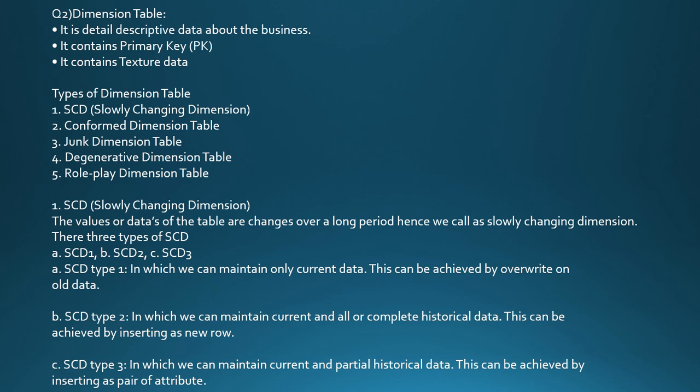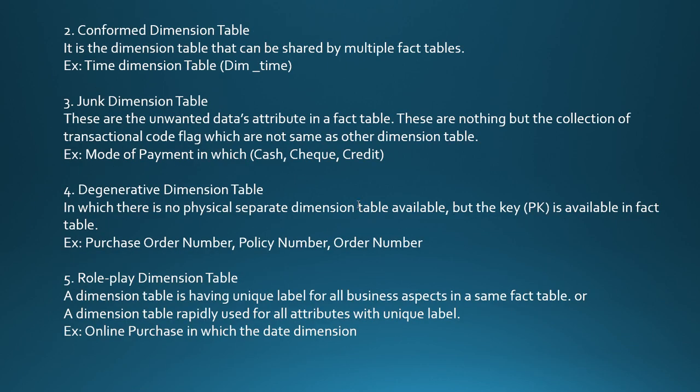Next one is the conformed dimension table. It is a dimension table that can be shared by multiple fact tables. Example, time dimension table, dim underscore time. Next one is junk dimension table. These are the unwanted data attributes in a fact table. These are nothing but a collection of transactional codes and flags which are not the same as other dimension tables. Example, mode of payments in which cash, credit, check, etc.